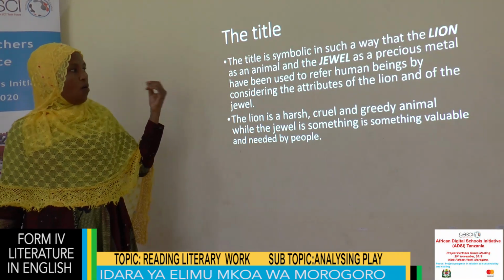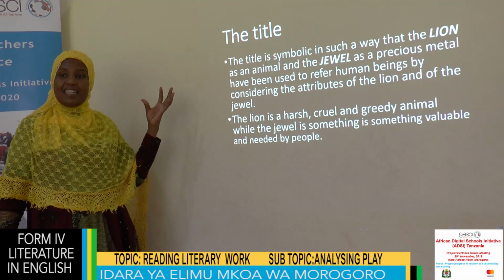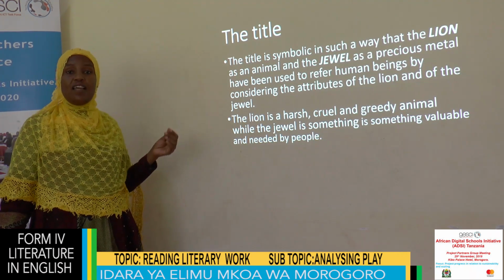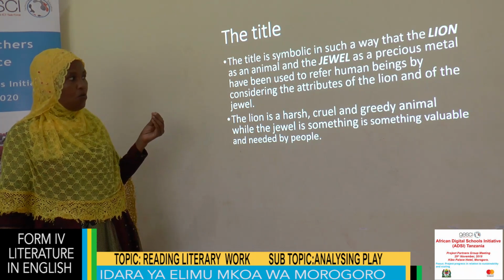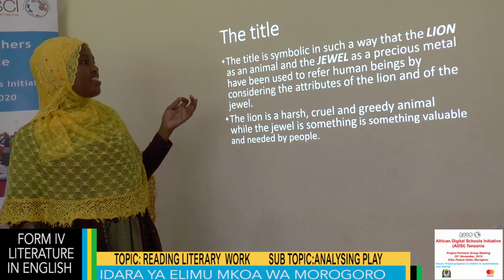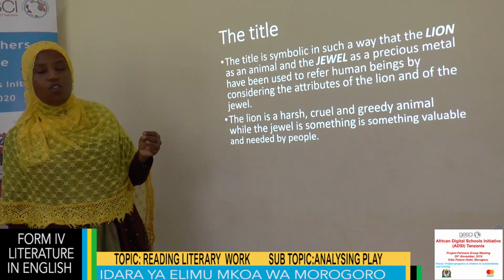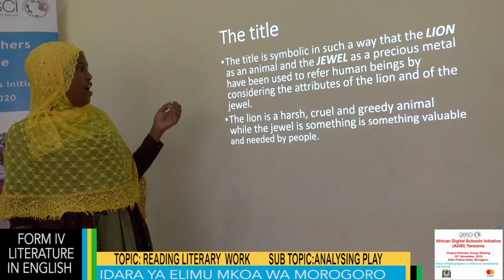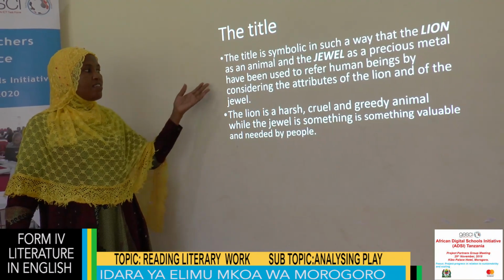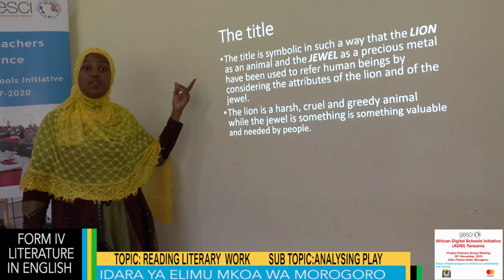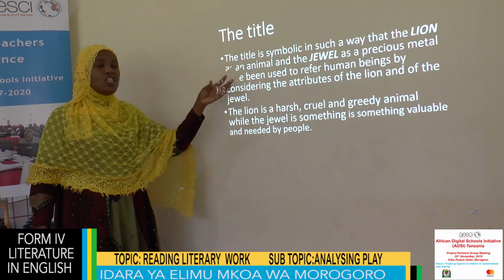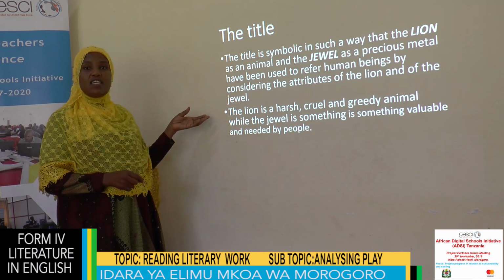Here, referring to our play, that is The Lion and the Jewel, you know for sure that when we are talking of the lion here, we mean an animal. And also the jewel, a direct translation is just a precious stone or a precious metal. Now, coming to our book, this has been used symbolically in such a way that the lion that we know and the jewel that we know have been used differently.